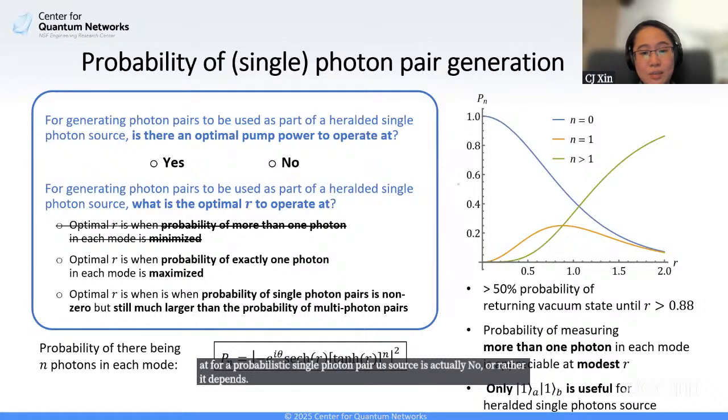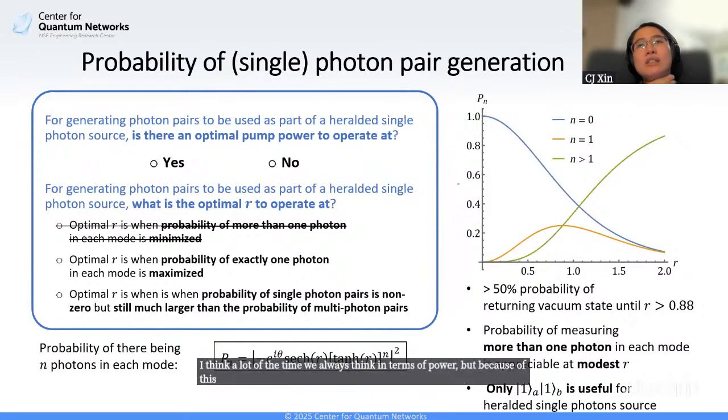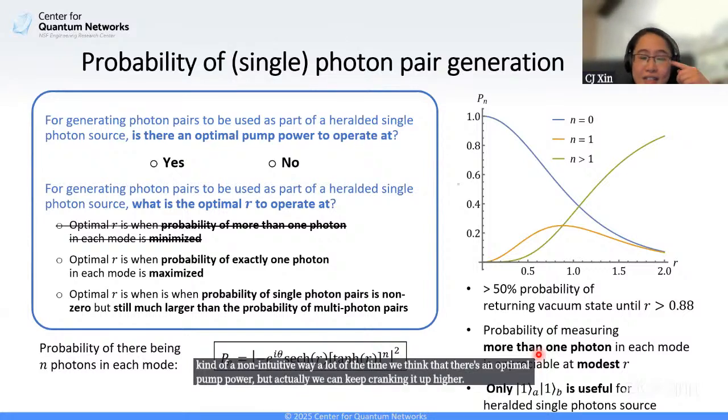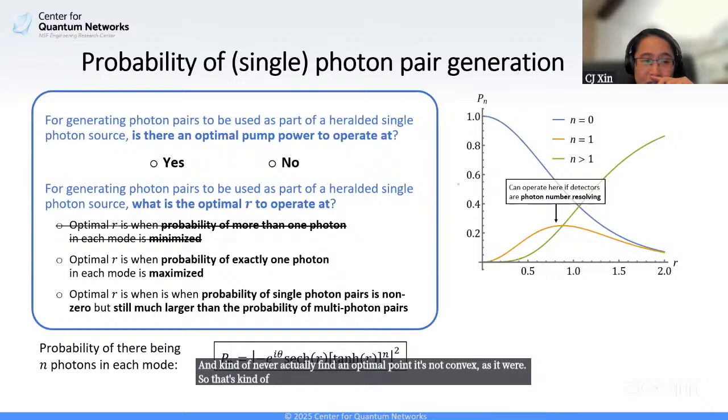Some of you have clocked that, but a lot of the time we think in terms of power, but because this is a probabilistic process, the probabilities of your useful cases fluctuate with your pump power in a non-intuitive way. A lot of the time we think there's an optimal pump power, but actually we can keep cranking it higher and never find an optimal point. It's not convex, as it were. So that's my little spiel on probabilistic single photon sources.